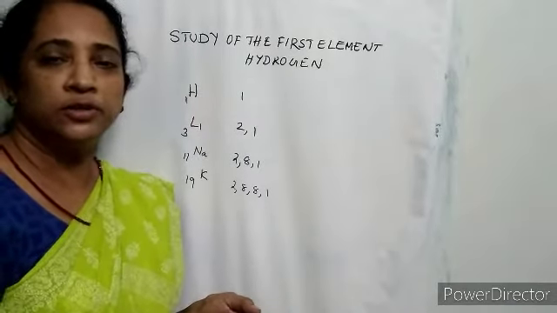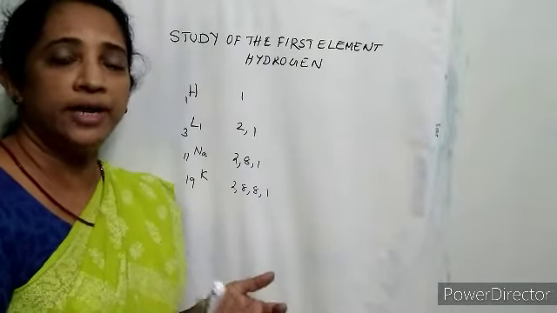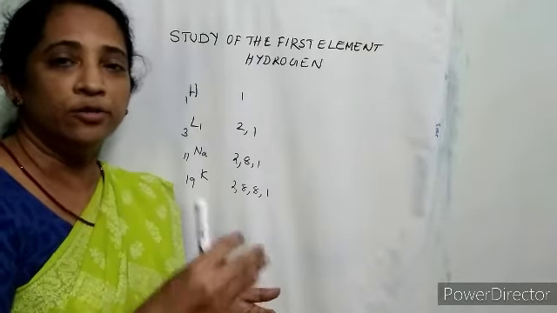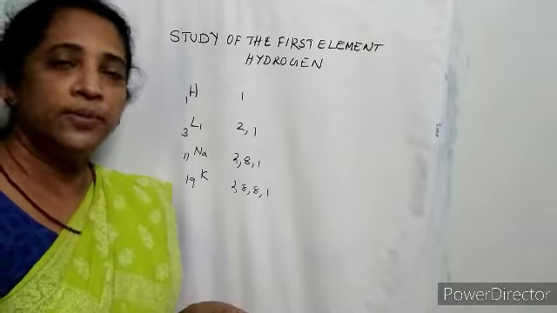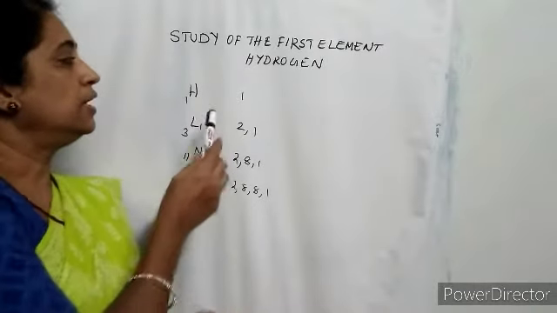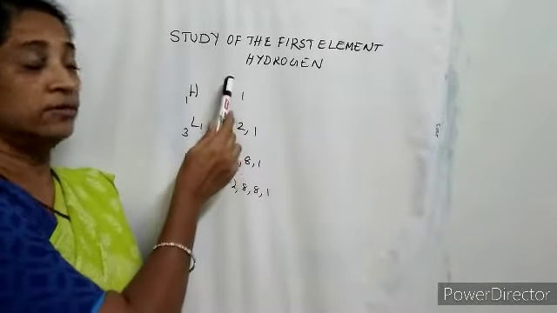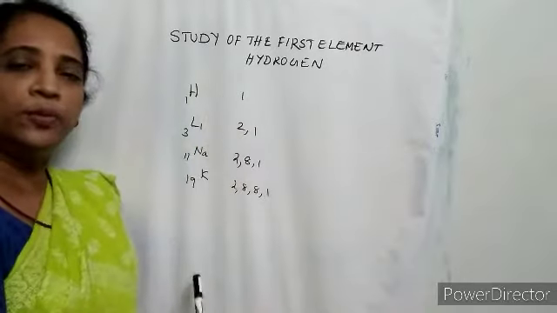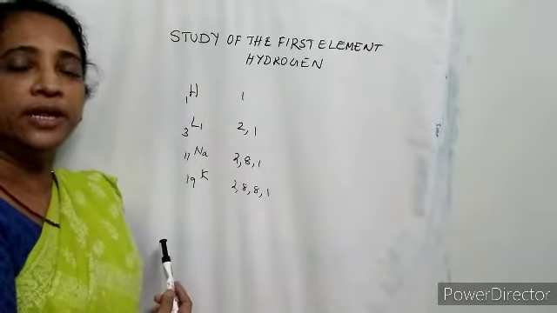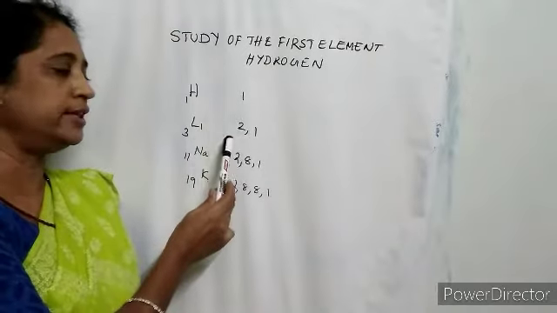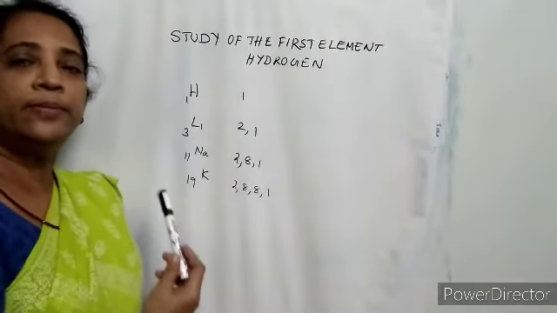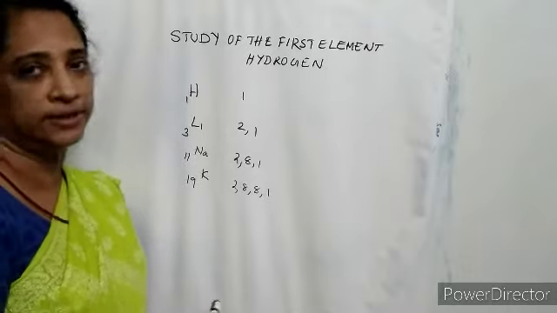Now we are going to study why hydrogen is placed in group 1 of the modern periodic table. The atomic number of hydrogen is 1, and hydrogen is placed in group 1 along with other elements. The other elements in group 1 are lithium, sodium, potassium, rubidium, cesium and francium.